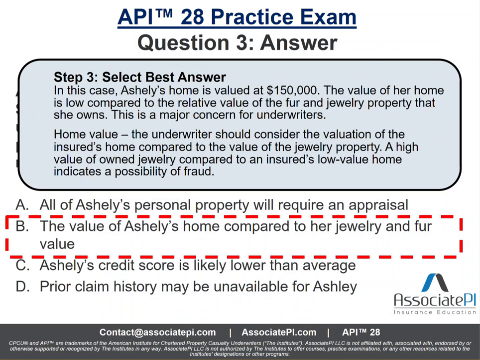Claim history and credit score are both important when underwriting an inland marine policy, but these answer options are incorrect. You can see how tricky that is: they are technically underwriting considerations, but in this scenario they are not relevant because we don't have that information. So the correct answer, the best answer, is answer B, the value of Ashley's home compared to her jewelry and fur value.